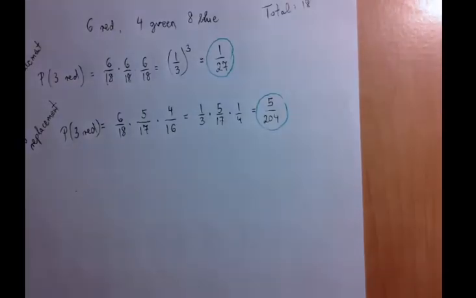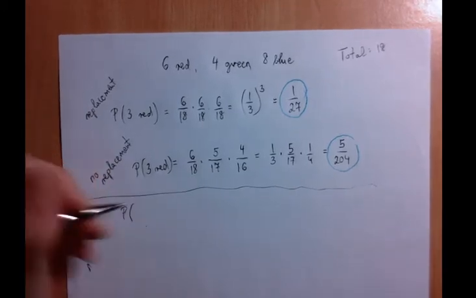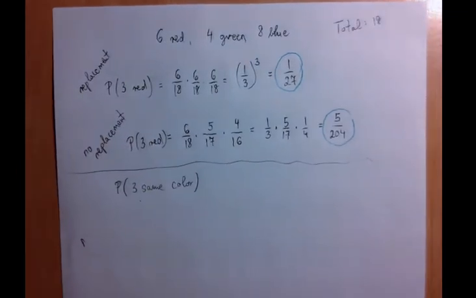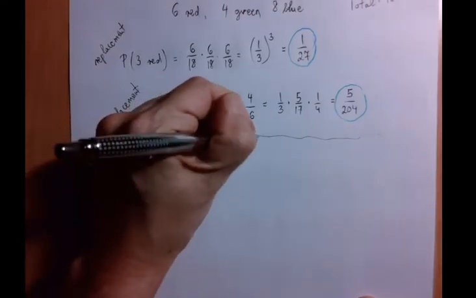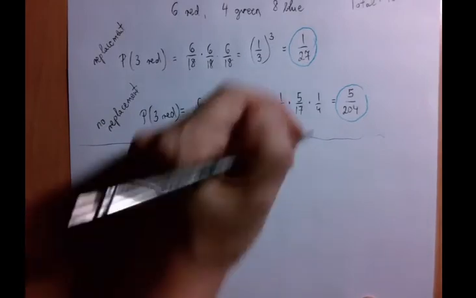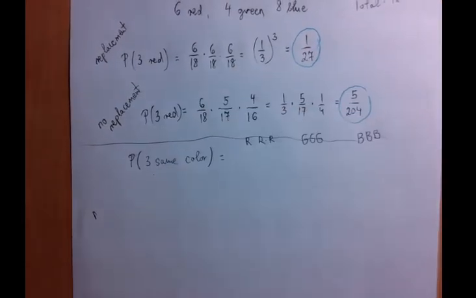Okay, so the next question, same scenarios. Same bag with the same marbles, and we're pulling out 3 marbles, first with replacement, then without replacement. But now the question is, what is the probability that the 3 marbles pulled out have the same color? Well, that can happen in 3 different ways. We can pull out a red and a red and a red, but that's not the only possibility, right? We can pull out 3 green ones, and we can also pull out 3 blue ones.